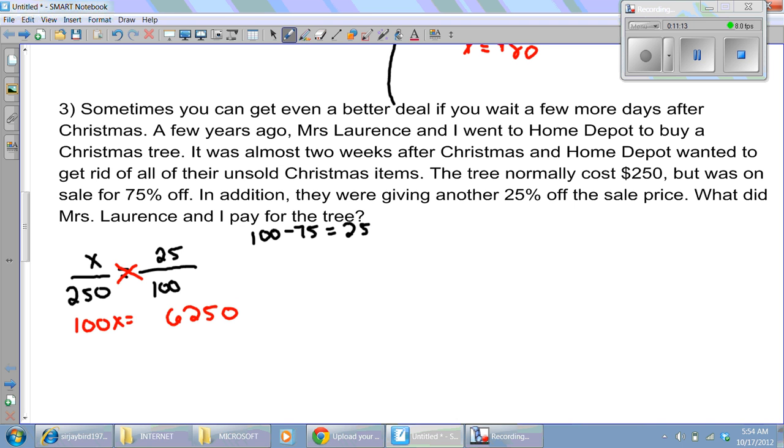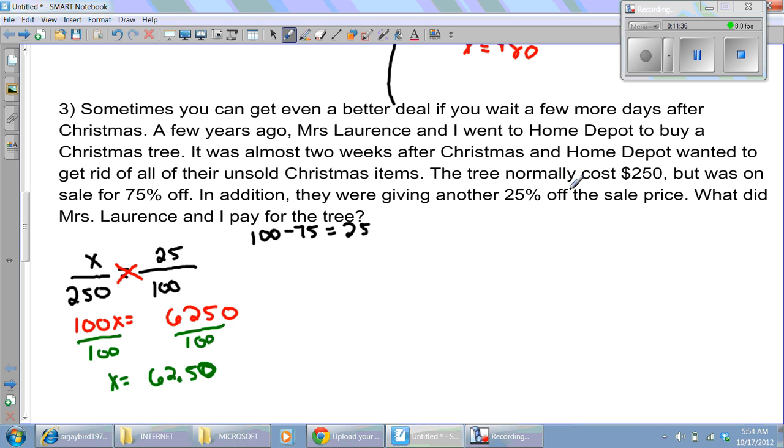Okay, getting x alone, I'm going to divide by 100. Divide by 100. And x is going to equal $62.50. Okay, so that is the first sale price. Now I have to go do the second problem.